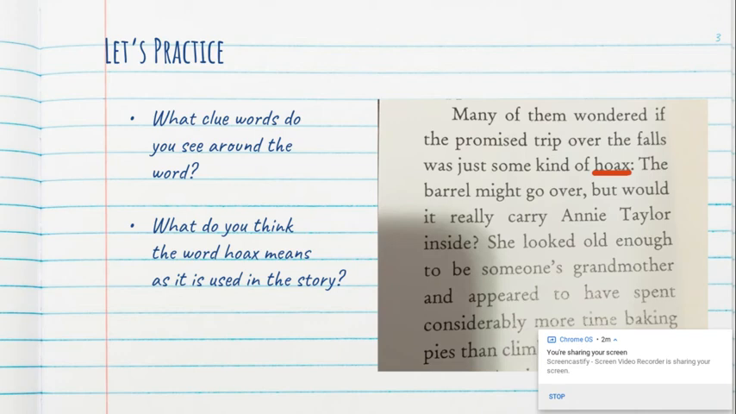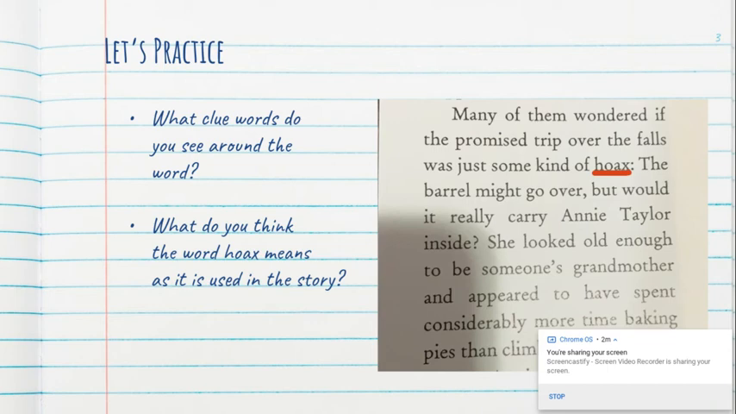She looked old enough to be someone's grandmother and appeared to have spent considerably more time baking pies than climbing mountains. So I've never heard the word hoax before, but it says around the word, many of them wondered if the promised trip over the falls was just some kind of hoax. So we know that Annie Taylor went over the falls, but they're saying that it's a hoax. Then the clues under it help me to better understand too. The barrel might go over, but would it really carry Annie Taylor inside? So some people are thinking that Annie is not going to be in the barrel as it goes over the waterfall. They're thinking it's some kind of hoax.